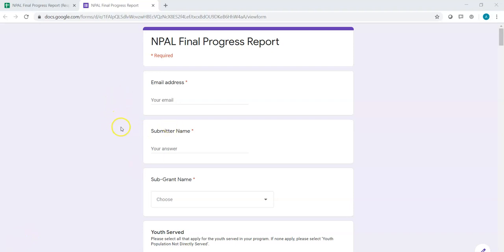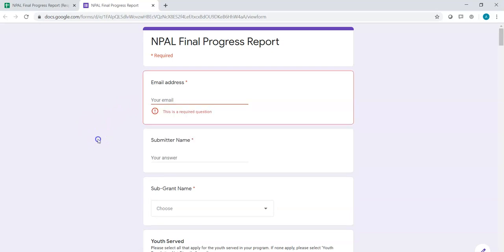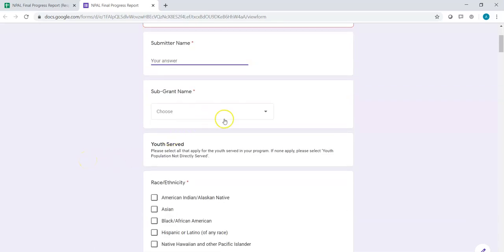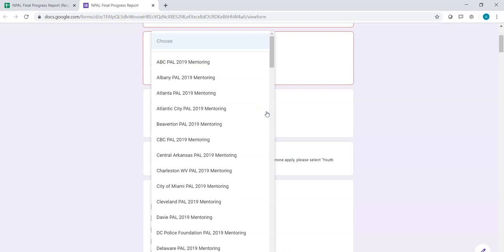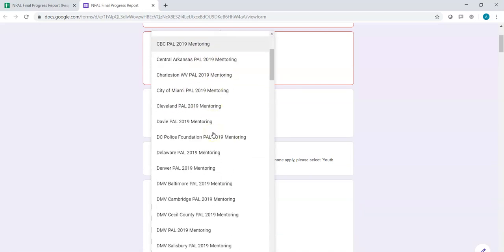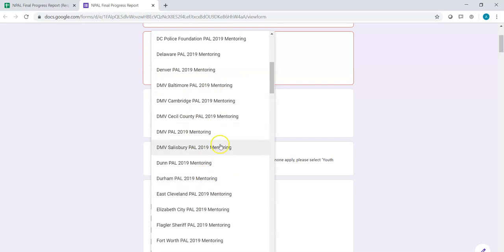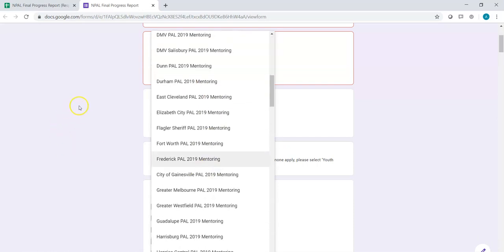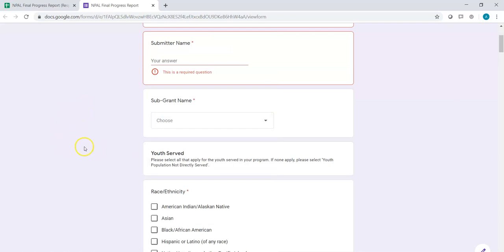All right, so let's get started. The first few questions here are pretty straightforward. You're simply going to put in your email address and the name of the person that's actually completing the report. From there, you can go down to subgrantee name. This is a drop-down menu that has all of the grantee recipients listed here. So simply find your particular organization and select that.